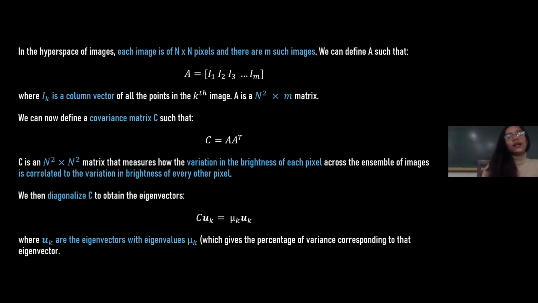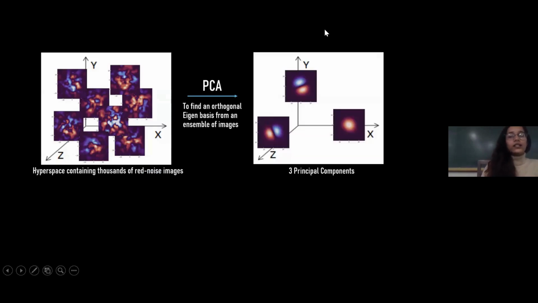Now, what does PCA actually look like on red noise? This is an illustration of that. Let's say that this is a hyperspace containing thousands of red noise images. I apply PCA to this and I get this. I'm showing the first three principal components. You can see that they look very different from my training set. This is just a big bright blob, and these two are divided into two regions. These are my first three principal components.